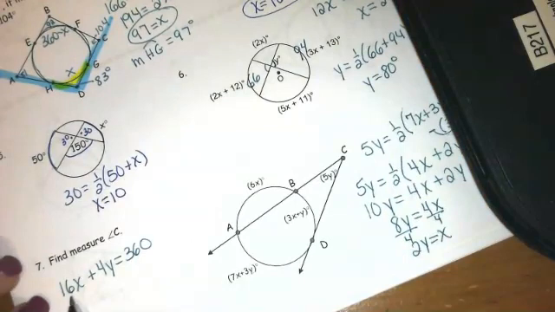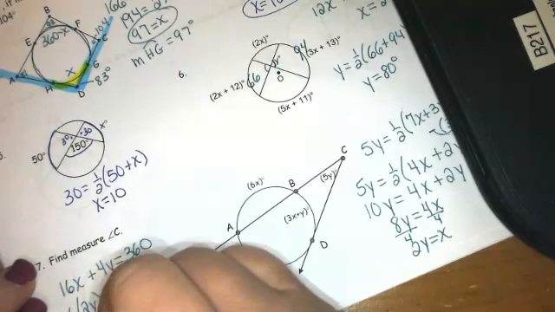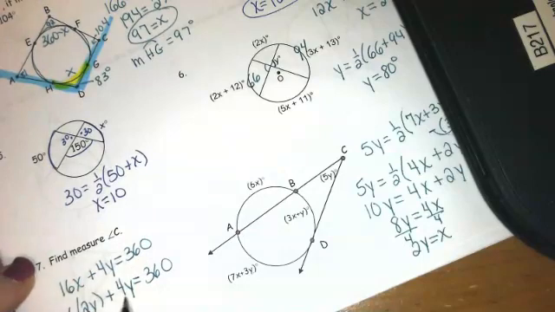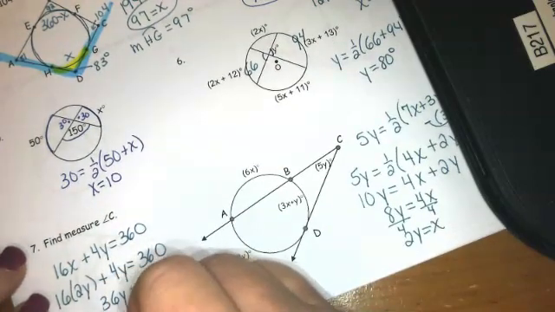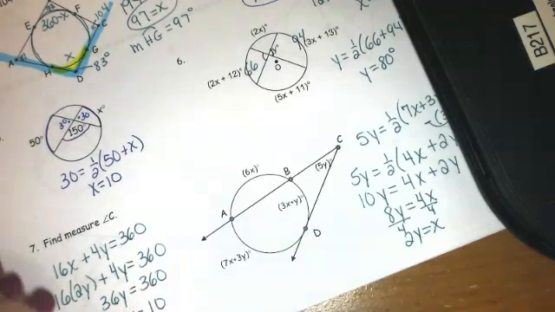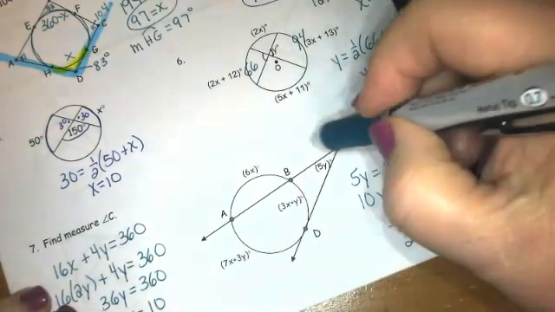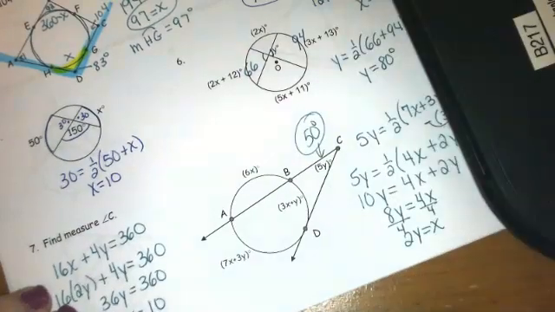I'm going to use that in substitution over here on this other equation. So where it said 16x, I'm going to put 2y in place of that x. And I'll solve from here. So 32 plus 4 is 36y. All of that. And y equals 10. And I think we can find angle C now, because if y is 10, angle C is 50 degrees.